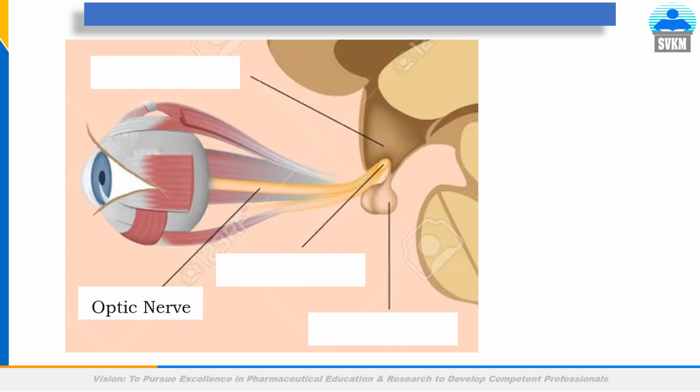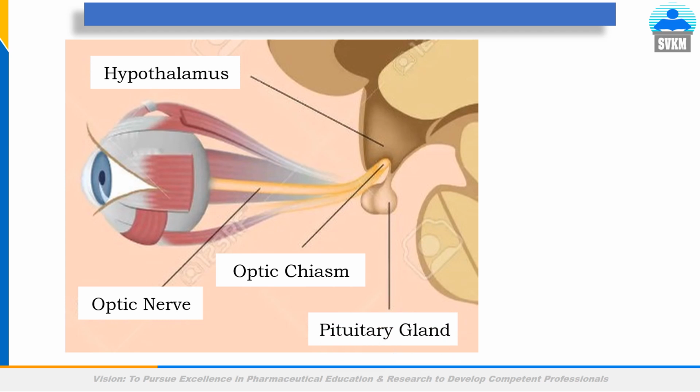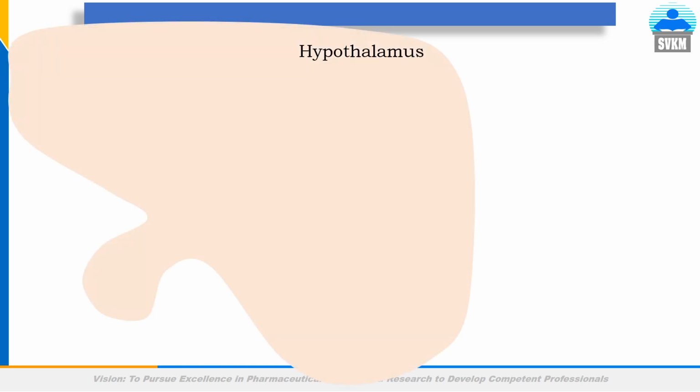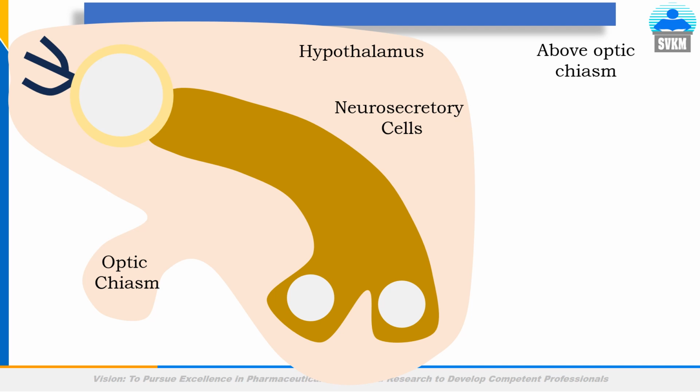Now this is the optic nerve, this is the optic chiasm, and this is the hypothalamic region. And this is the pituitary gland. Above the optic chiasm, there are clusters of specialized neurons, and these neurons are called the neurosecretory cells. So this is the hypothalamus, and this is the optic chiasm. Above the optic chiasm, as previously told, there are some neurosecretory cells.